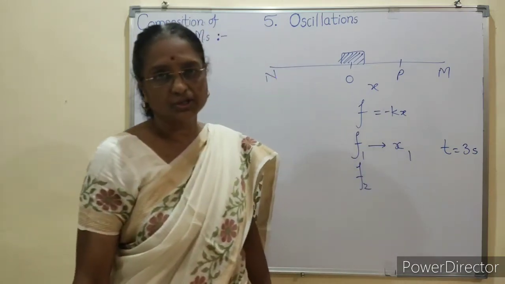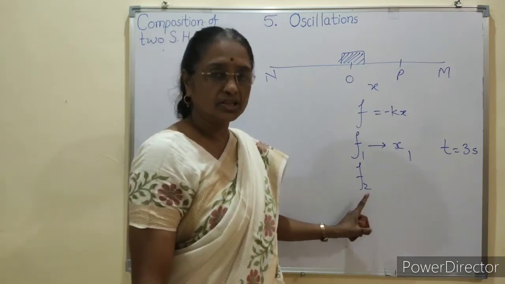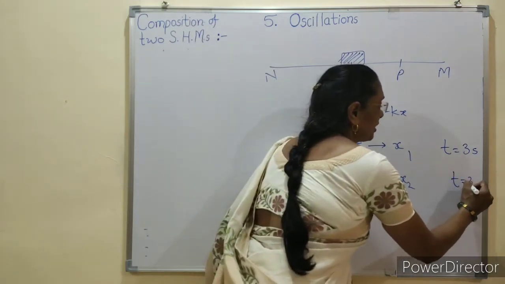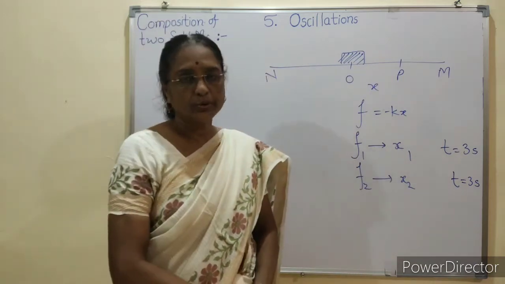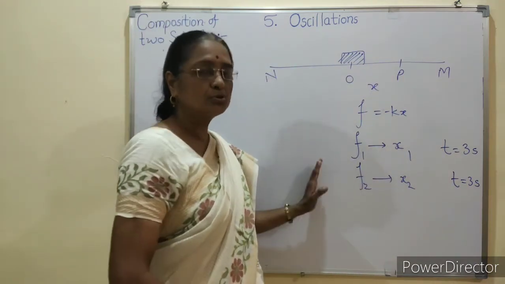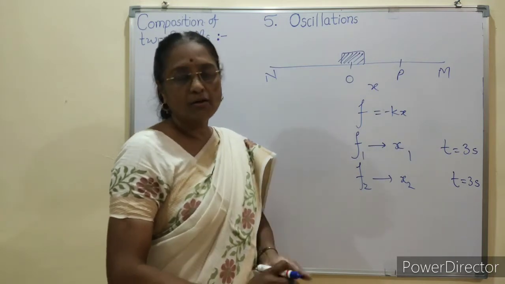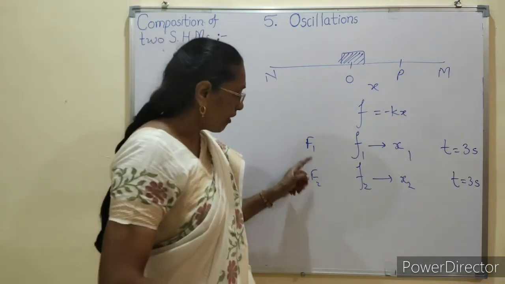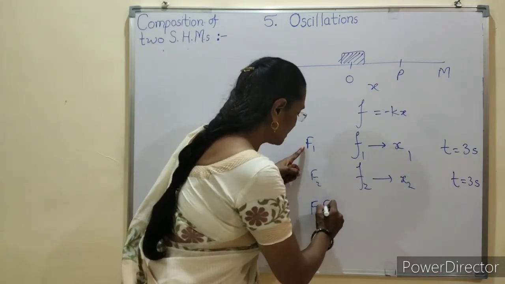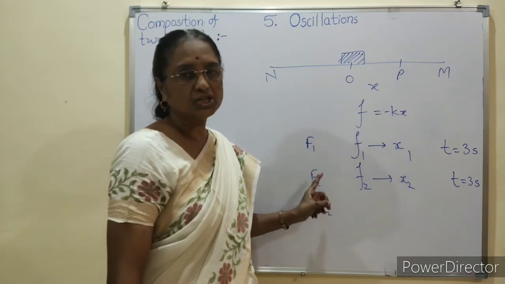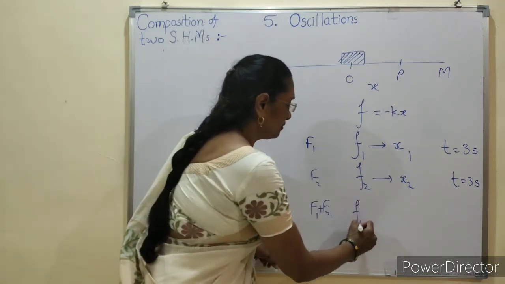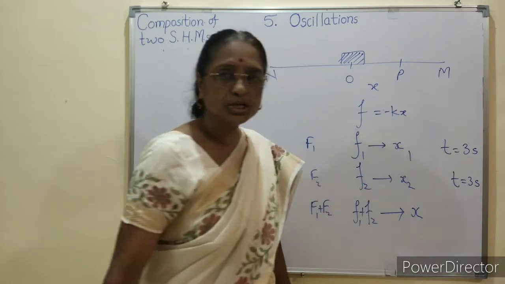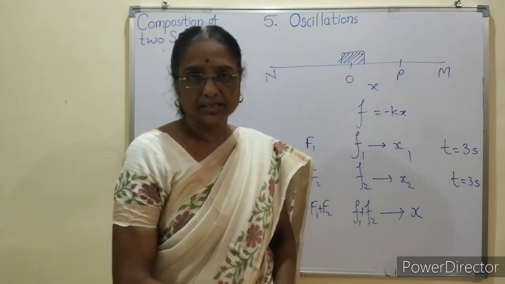If another applied force is there in the second step and it produces the displacement x2, again in the same time we have noted the displacement x2. So these two forces we have observed by the application of two different forces, say F1 and F2. Now if simultaneously both the forces are applied on the block so that the spring is stretched and the new restoring force may be F1 plus F2, and it produces the displacement x.